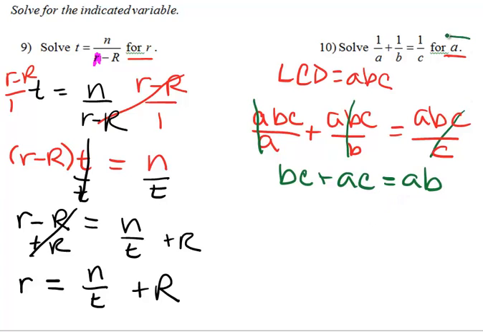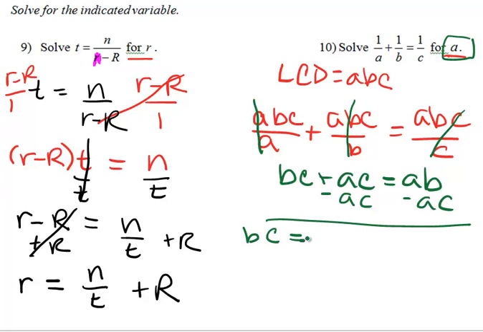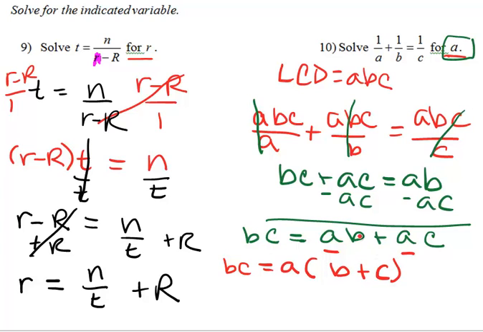Now, remember, I'm still trying to get A all by itself. So first, I'm going to get this and this. So this will put all my A's on one side. So I'll have BC equals AB plus AC. And remember, we're going to look for a common factor. There's A, and I can pull that out. So BC equals A times (B plus C), right? B plus C. I'm almost there, guys.